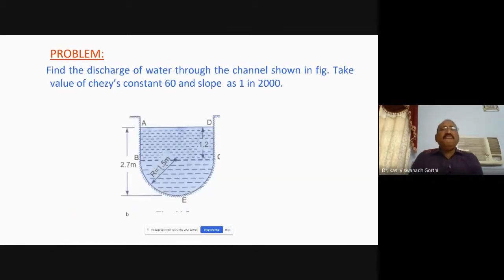One more problem. Find the discharge of water through the channel shown in the figure. What is the shape of this channel? It is not simply a rectangle.